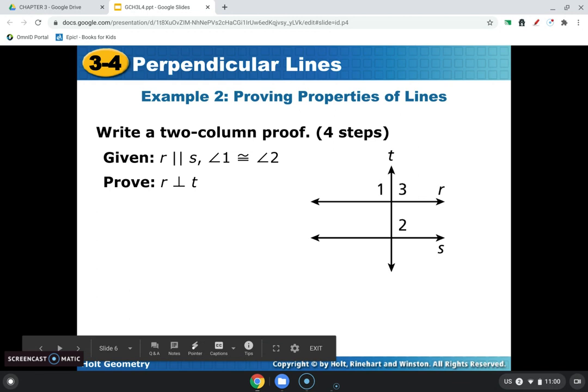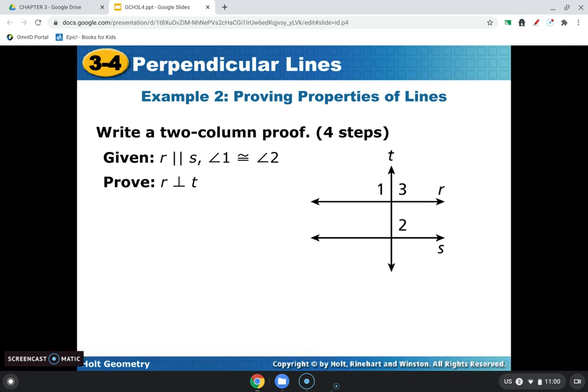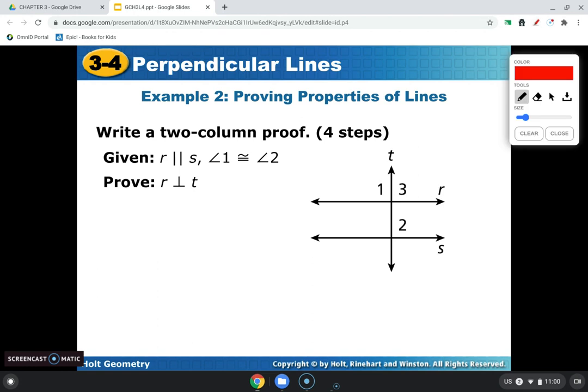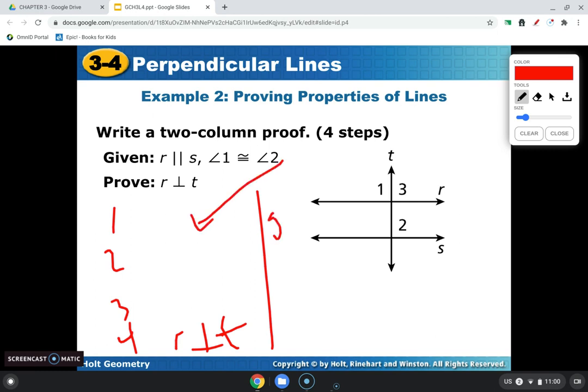So write a 2-column proof, 4 steps. Here we go. All right, so we've got our givens. And we got 4 steps. We're trying to prove R is perpendicular to T. And then our givens would go there. So we're proving what we know. So R is parallel to S, and 1 and 2 are the same.